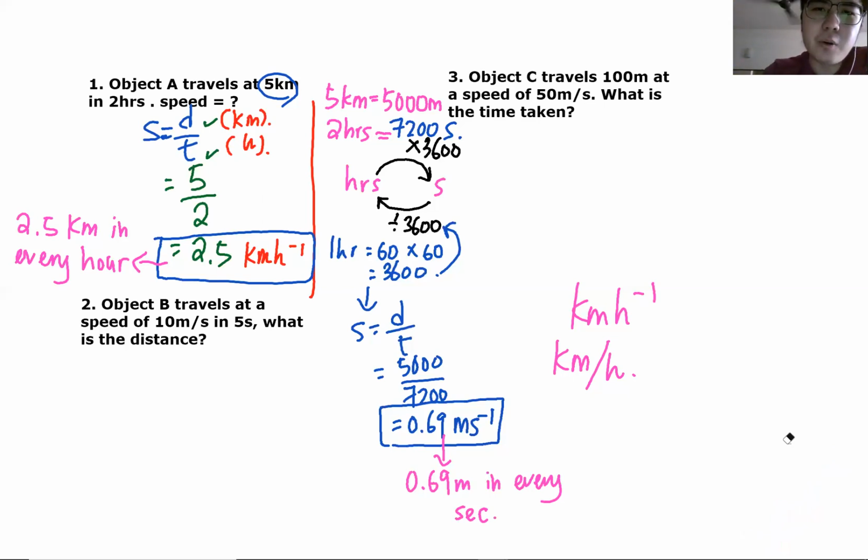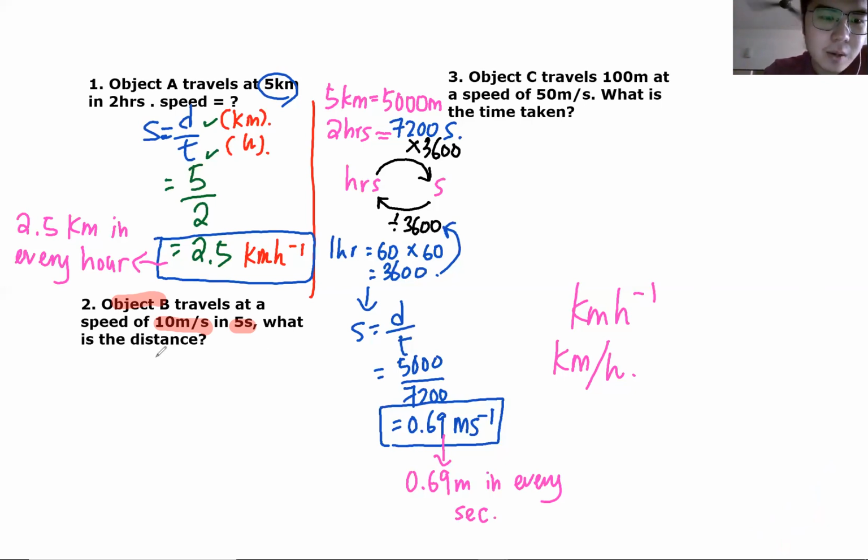Okay, let's look at question number 2. Object B travels at a speed of 10 meters per second in 5 seconds. What is the distance? Now, this question is not asking about speed anymore. It is asking about what is the distance traveled.